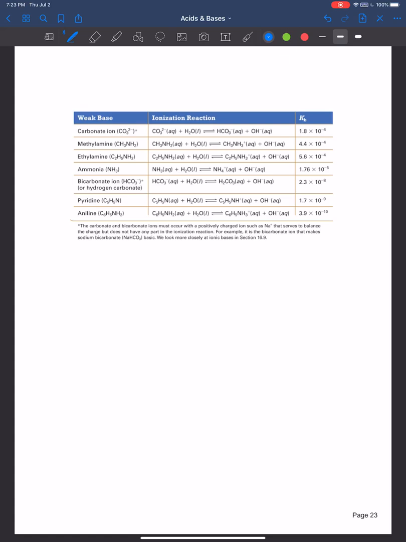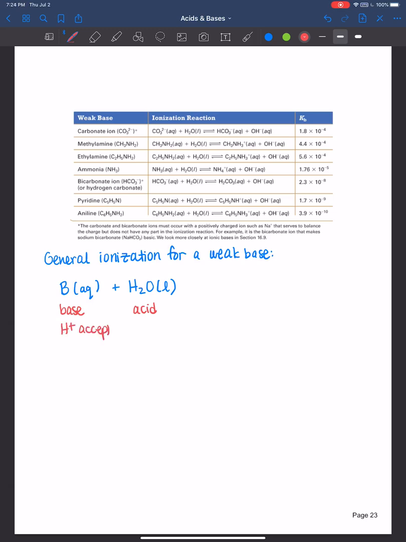So let's talk about that. What is the general form of this ionization reaction? I'm going to represent base B in the presence of water. So this is my base, therefore water must act as an acid. Remember, a base is a proton acceptor, and my acid is a proton donor. All right, so that will help me to predict the products. We're talking about a weak base. We're using equilibria arrows here.